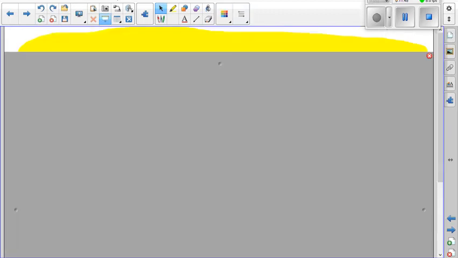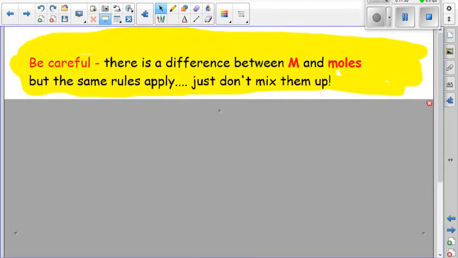So here's a stopping point for you. Be careful. There is a difference between molarity and moles. That is a big difference. Molarity is a ratio of the moles of something to the water they're dissolved in, whereas moles are just simply counting exactly how many molecules of whatever it is you're talking about you have. Okay? So molarity and moles are very different, but at the same time, the same rules apply.